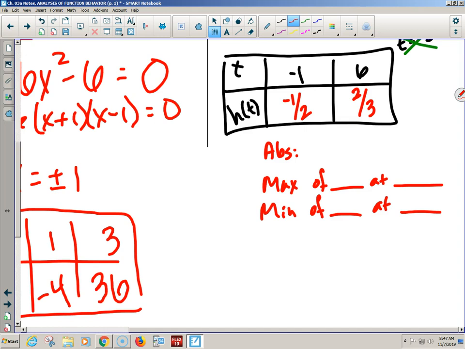Max of. How high does it go? 2/3. How low does it go? Where's the 2/3? Where's the negative 1 half? Done.